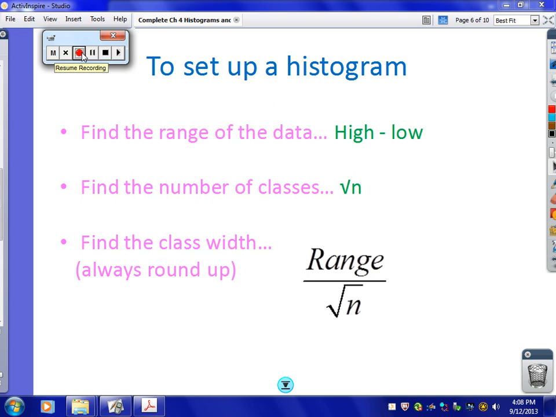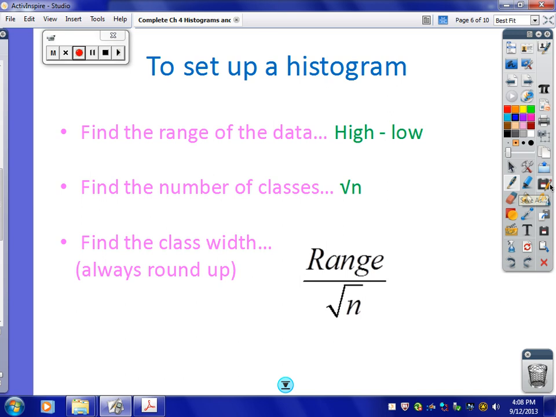Alright, these are notes on how to set up a histogram. We're going to be using the data collected from class on the number of states visited. Looking at that data, the first thing we need to do is find the range. The range is your high minus low value.